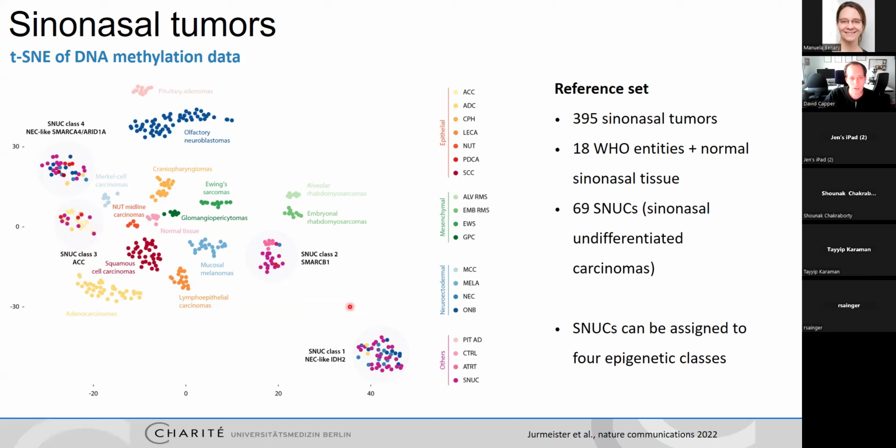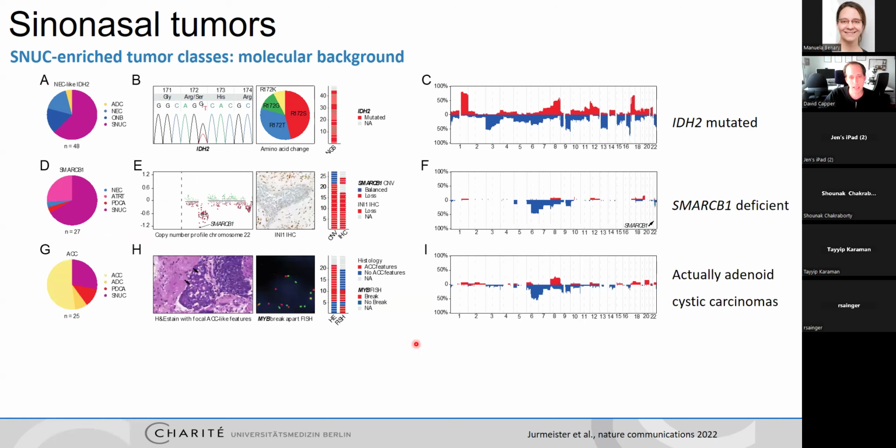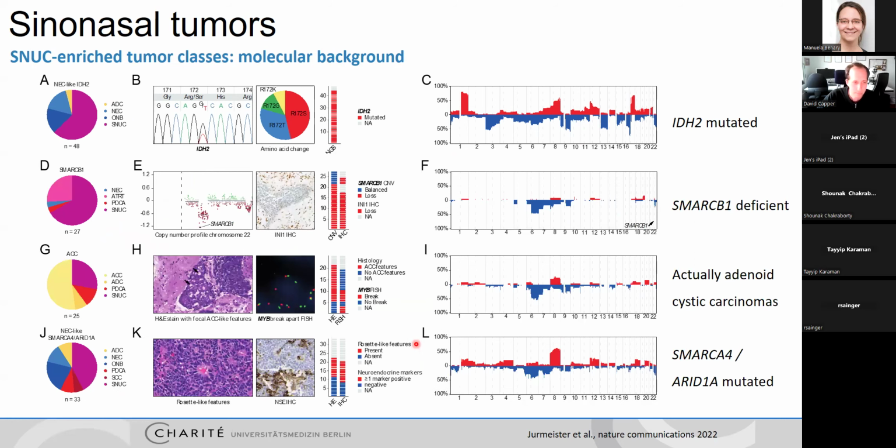But for the other groups, it was less clear what these tumors actually represent. And these were again then worked up in great molecular detail. What you can take out of this is that one of these groups is actually defined by the presence of an IDH2 mutation. One is very, very strongly enriched for SMARCB1 alterations, in many cases a loss of SMARCB1.